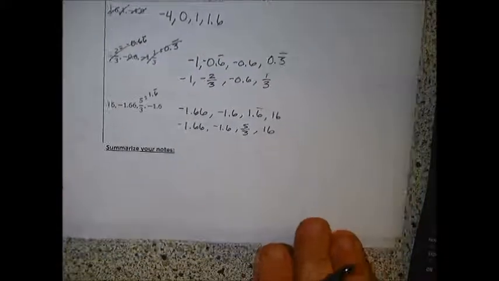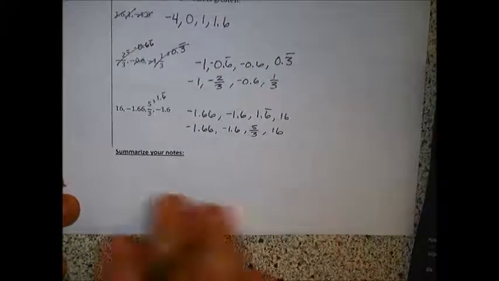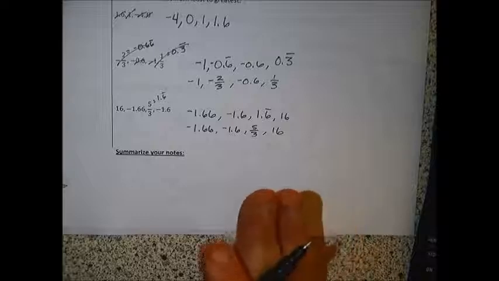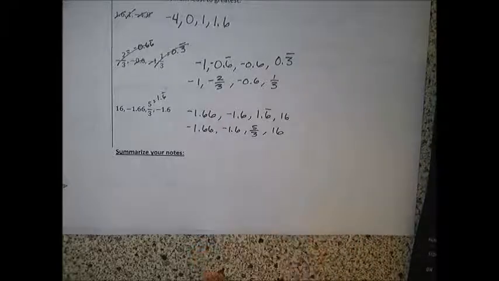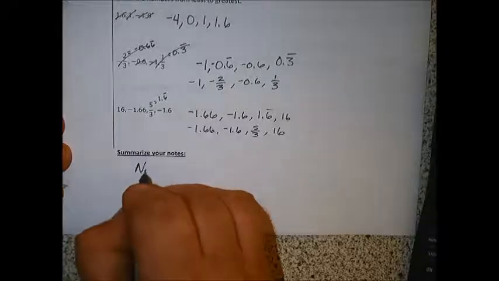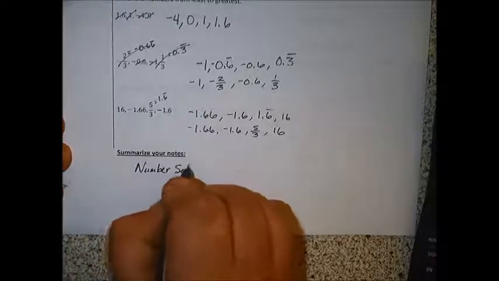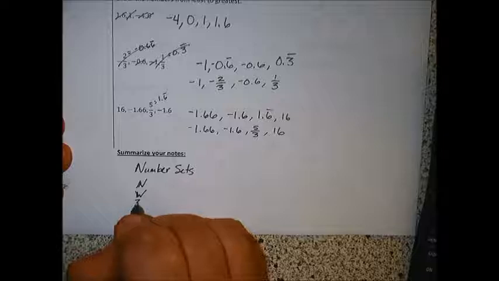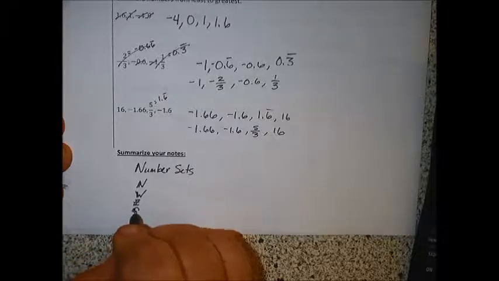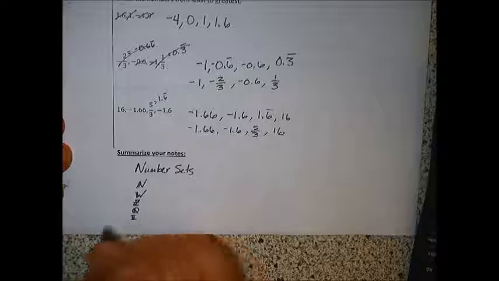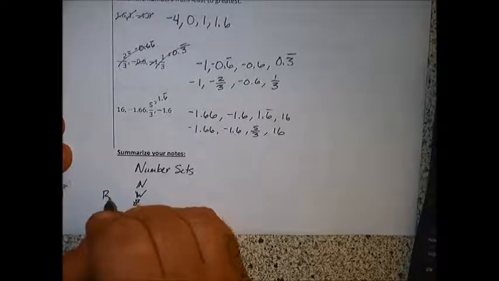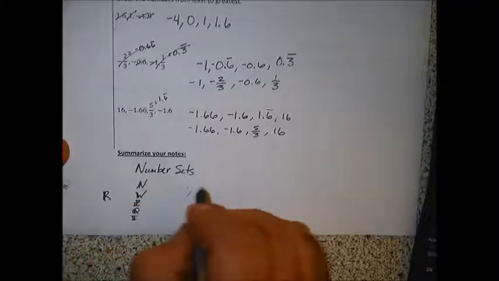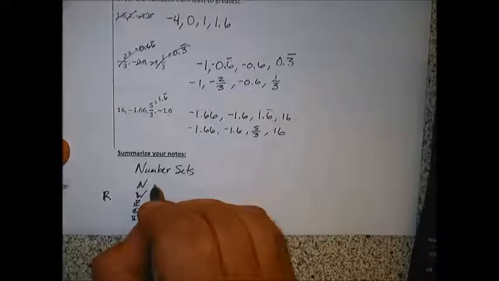All right, so that's the day's worth of notes. At the end of every note section, you want to summarize your notes down here. I'm going to help you out on this one since it is our first day. The summary of your notes should talk something about number sets. There we had the naturals, wholes, integers, rationals, irrationals, and all those form the reals. And if you wanted to put some examples of these numbers over here, that wouldn't be a bad idea.